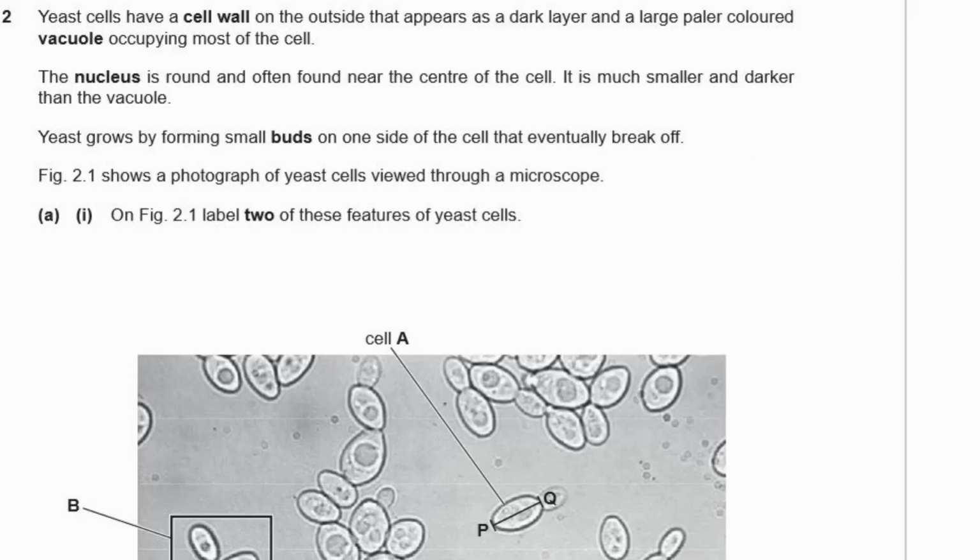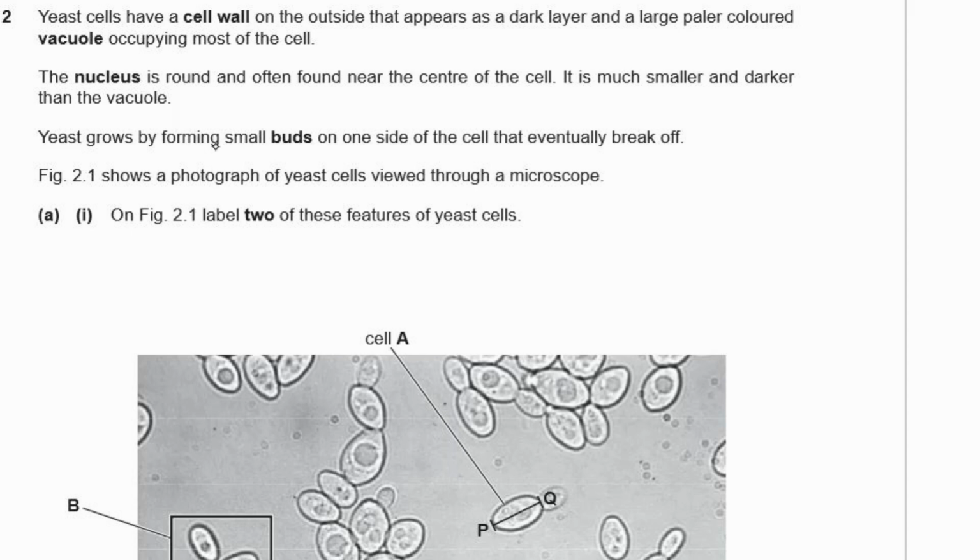Question 2. Yeast cells have a cell wall on the outside that appears as a dark layer and a large paler colored vacuole occupying most of the cell. The nucleus is round and often near the center of the cell. It is much smaller and darker than the vacuole. Yeast grows by forming small buds on one side of the cell that eventually break off. Figure 2.1 shows a photograph of yeast cells viewed through a microscope. A1. On figure 2.1, label 2 of these features of yeast cells.